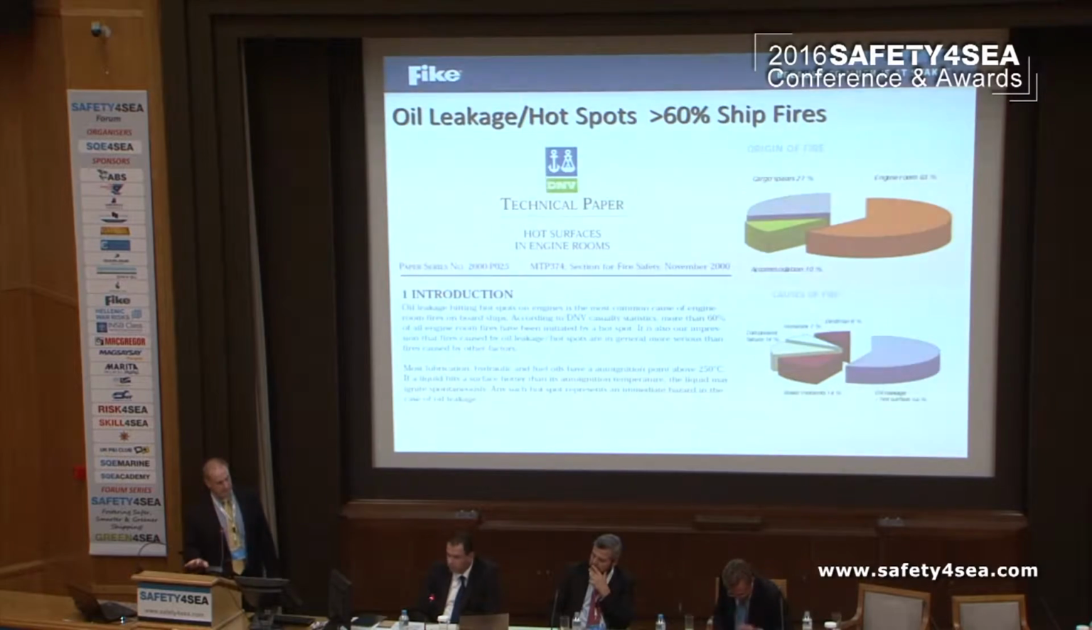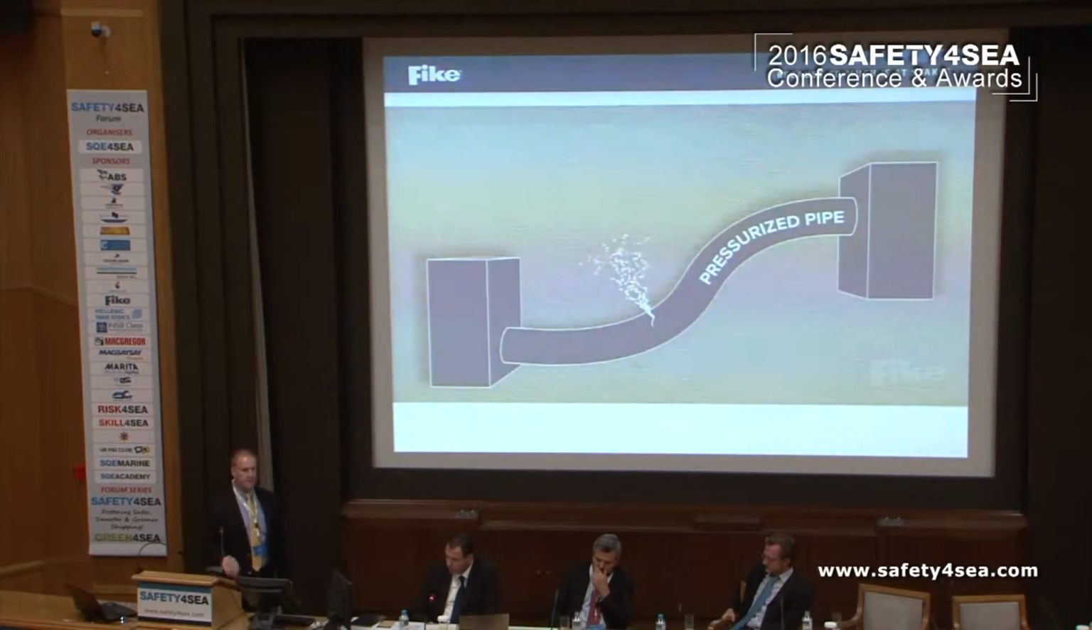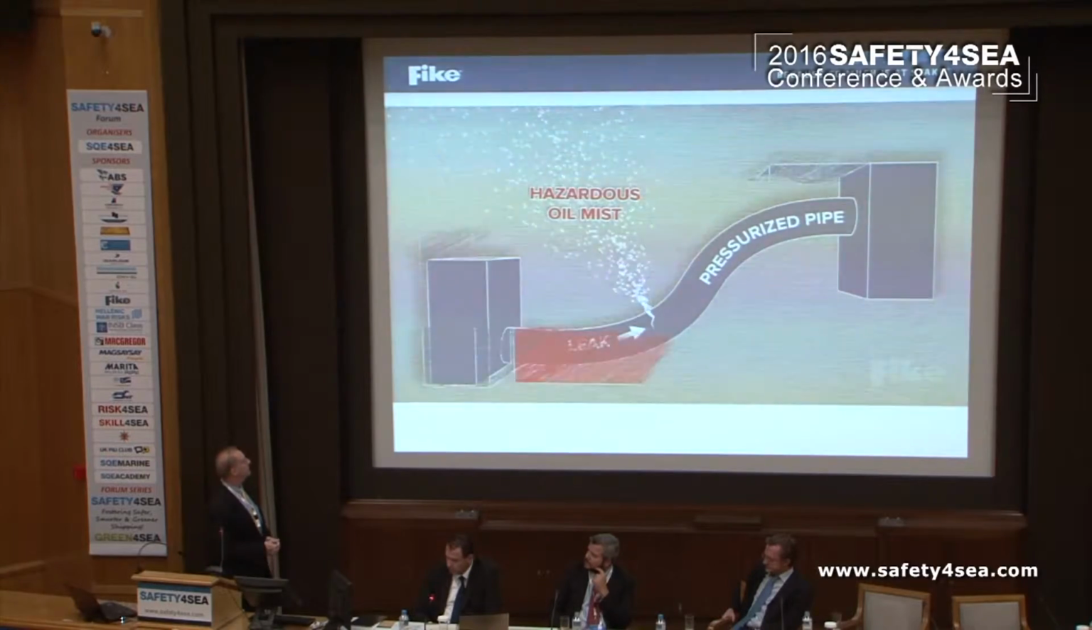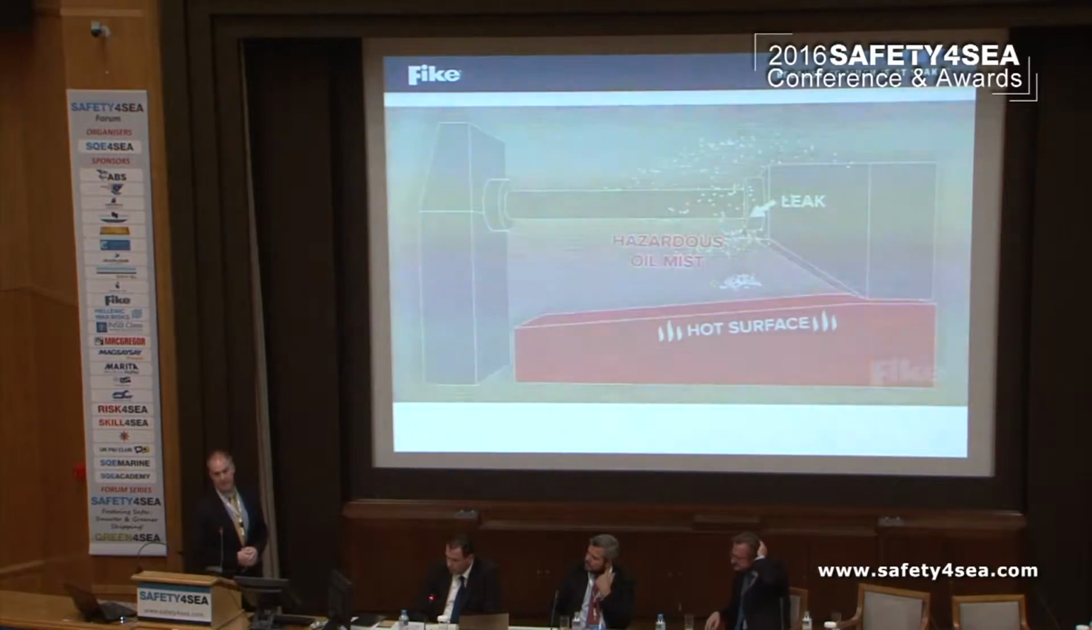So most of the fires on ships are caused by oil leaks or oil mist in the engine rooms. Oil mist can be created by fine leaks in pressurized pipe, creating a hazardous mist, or when fuel leaks onto a hot object.